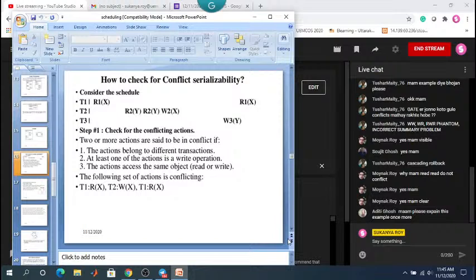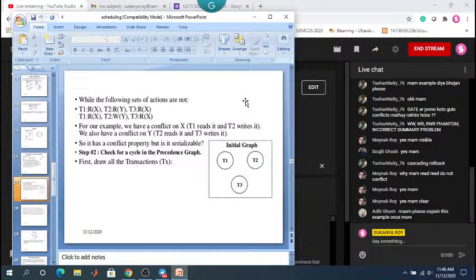So what are the areas in the above schedule which are conflicting? R1X in T1, W2X in T2, and R1X in T1. These three instructions are conflicting. While the following sets of instructions are not. Last, read, then RY, RX, these are not conflicting with each other.